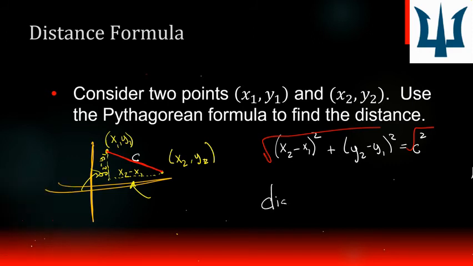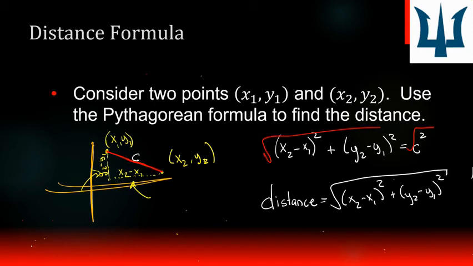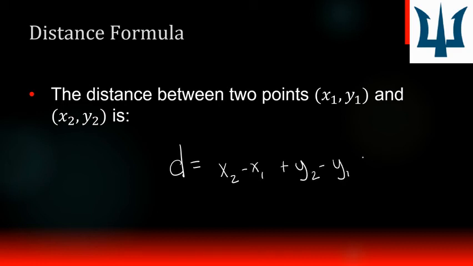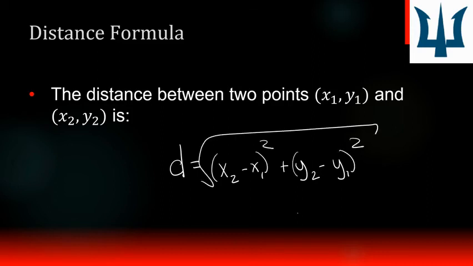We're going to say that the distance equals the square root of x2 minus x1 squared plus y2 minus y1 squared, all underneath the square root. That's going to be our distance formula. So just to formalize it, d equals the square root of (x2 minus x1) squared plus (y2 minus y1) squared. That's our distance formula.